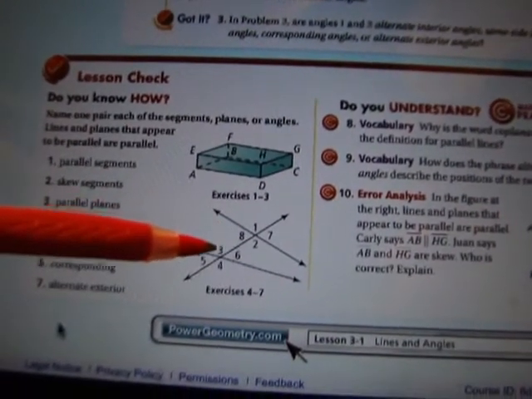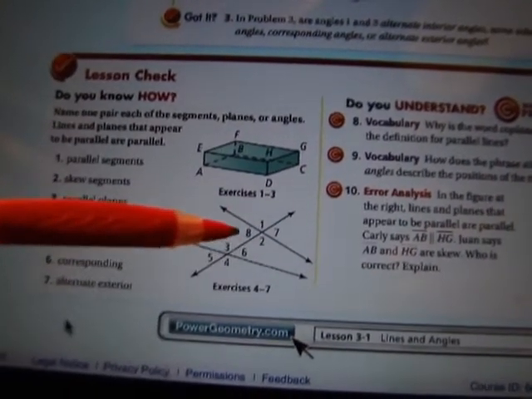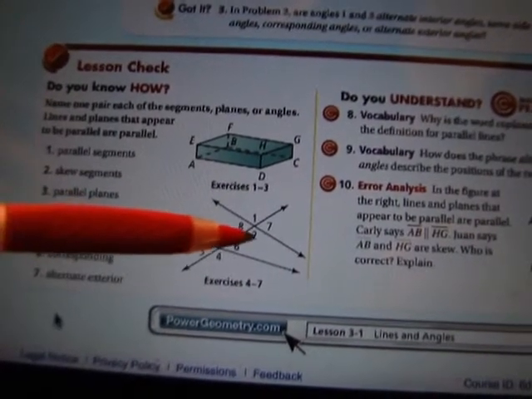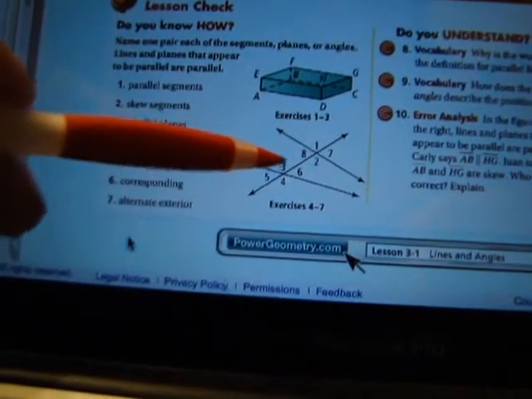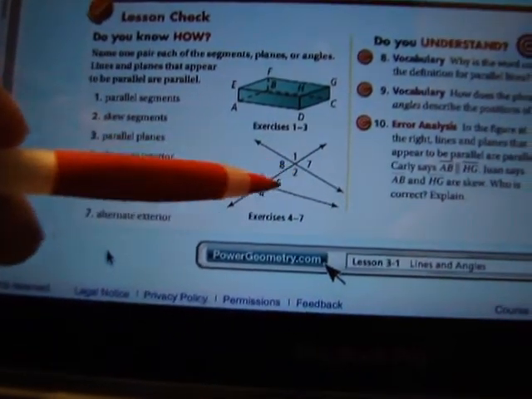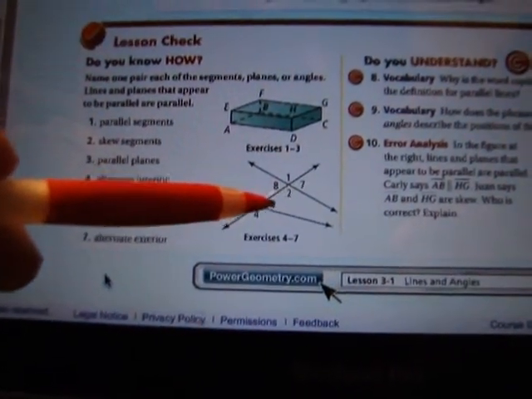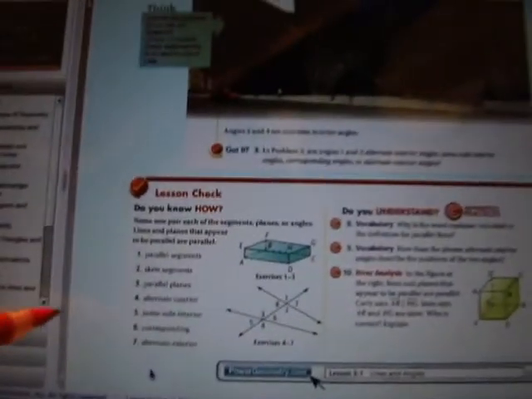Number 5, same side interior. There again, the interior angles are still the same 4. Here, the same side interiors could be 8 and 3, or 2 and 6. So, angle 8, comma, angle 3, or angle 2, comma, angle 6. Because see, 8 and 3 are on the same side of the transversal between the lines, so they're same side interior, or 2 and 6, same side of the transversal between the lines, they're same side interior.